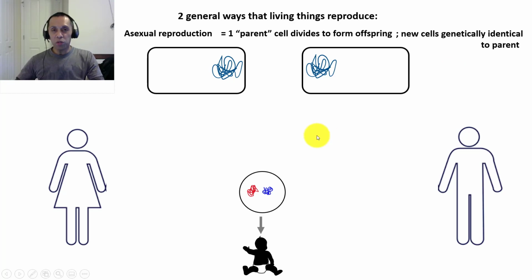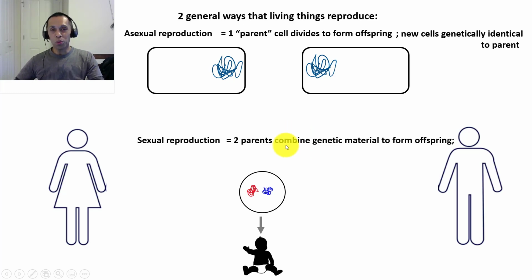The other general type of reproduction is called sexual reproduction. What makes sexual reproduction different is that instead of one parent cell, there are two parents involved. Two parents combine genetic information with each other to form offspring, which means that the genetic information found in the offspring is actually a combination of the two parents.